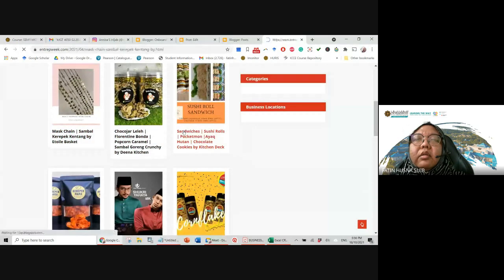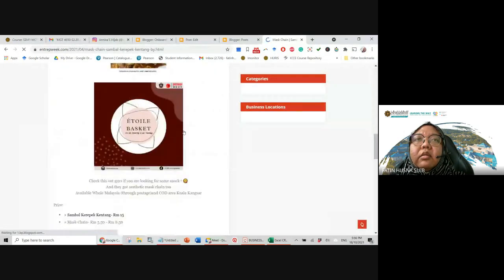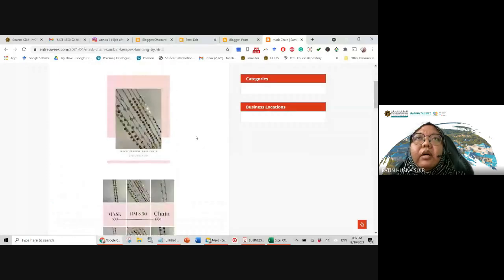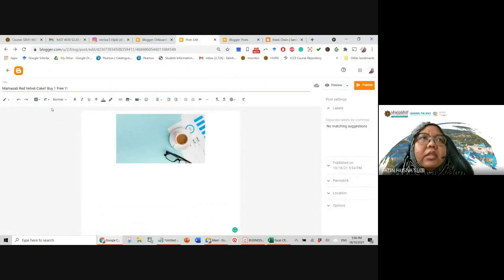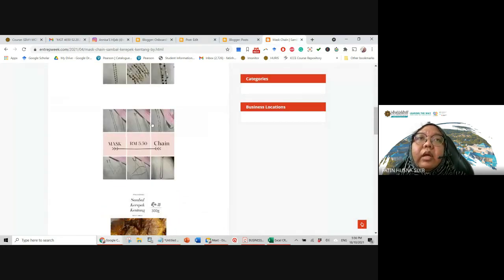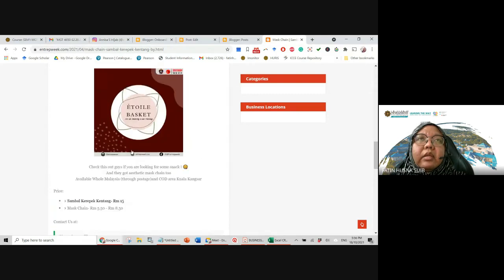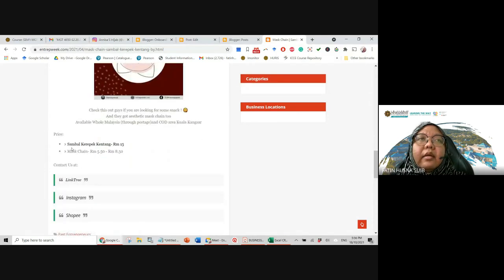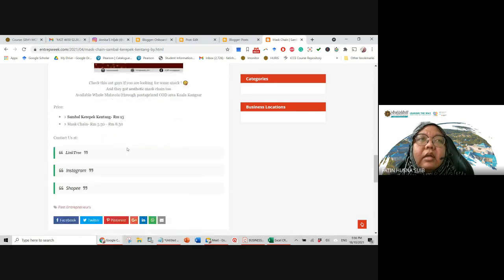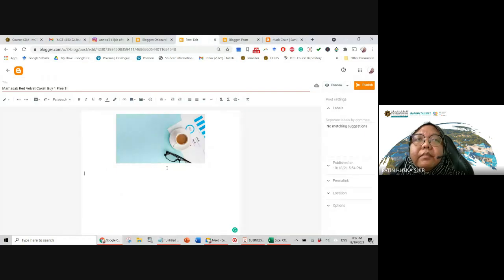One thing, you can put it like this. If you are very good in coding, you can change this into HTML view. It depends on you. All right, so basically the name of the product, and then the price, then contact us, and there is a link. So how do you put the link? For example, you put your copywriting here, the price, and then contact us.